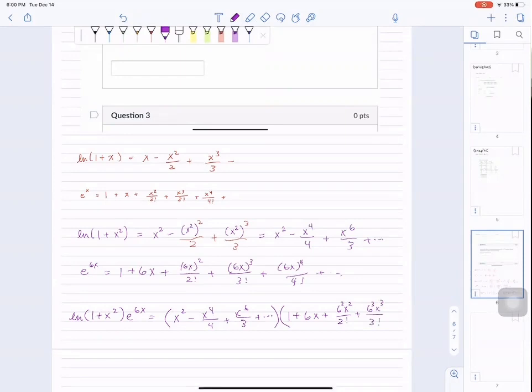X to the 4th over. Oh, sorry, I wrote that wrong. Thank you for catching that. So it's over 2. Okay, everyone following along so far?